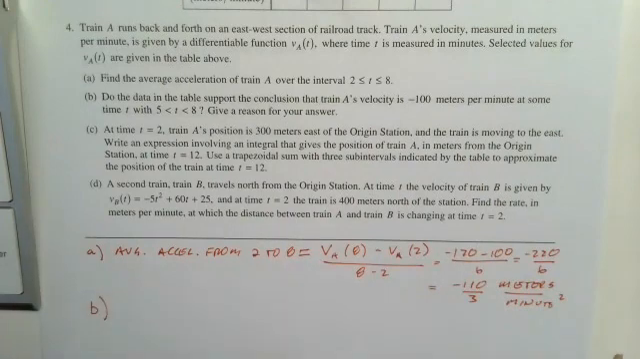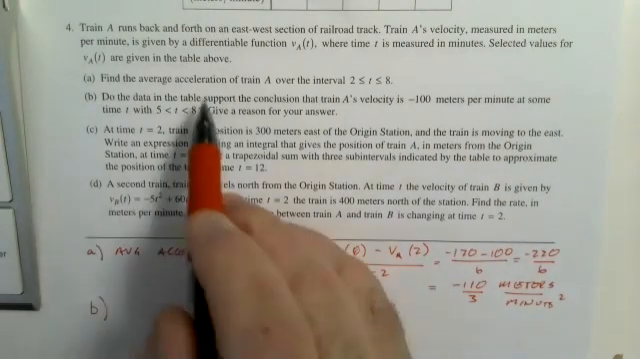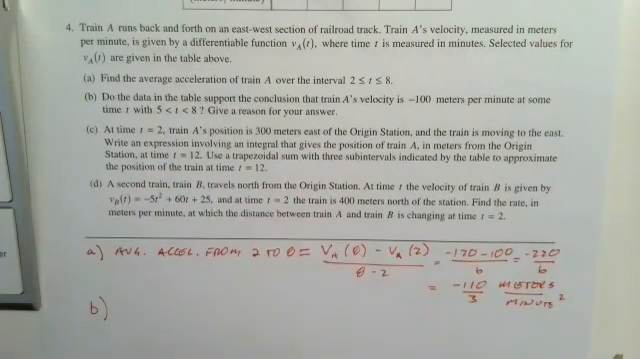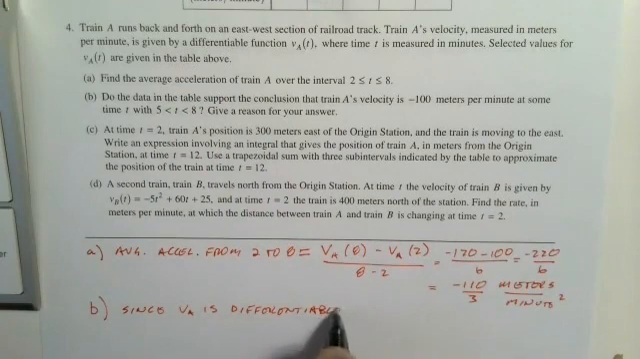B, all right, the data table conclusion. Now I forgot this part earlier. Differentiable function. Since V of A is differentiable, it is continuous.